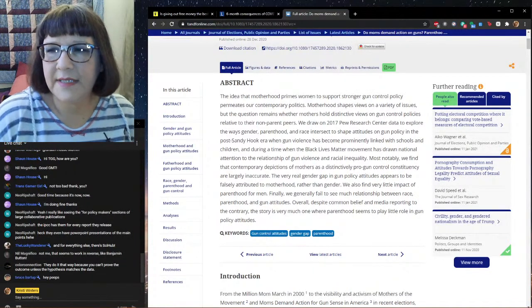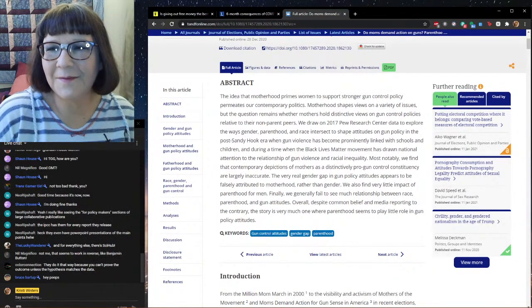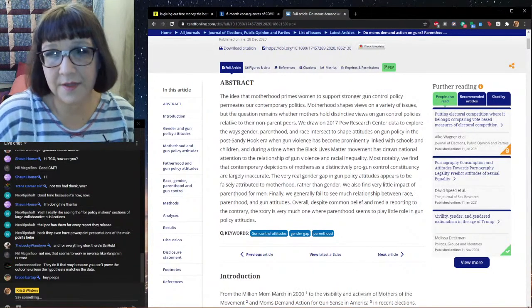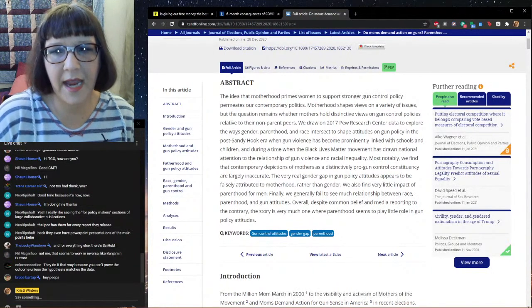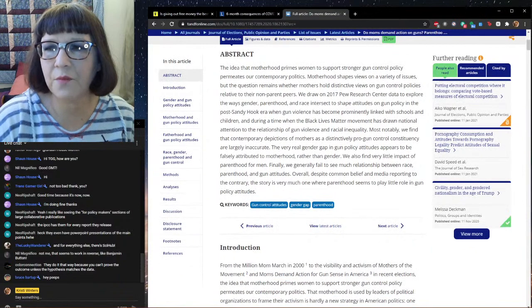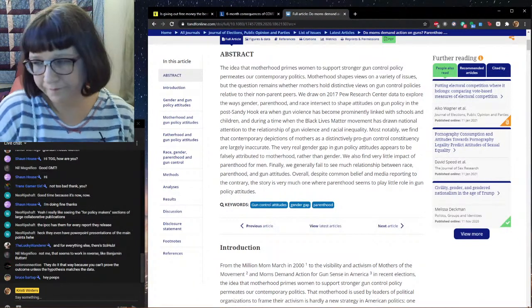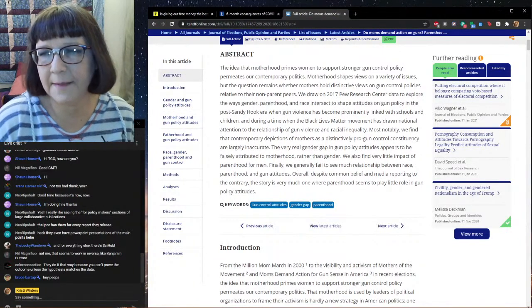"We draw on 2017 Pew Research Center data to explore the ways gender, parenthood, and race intersect to shape attitudes on gun policy in the post-Sandy Hook era, when gun violence has become prominently linked with schools and children, and during a time when the Black Lives Matter movement has drawn national attention to the relationship of gun violence and racial equality." I'm very excited about this article. This is going to be fascinating.